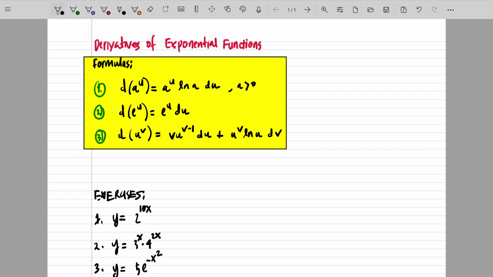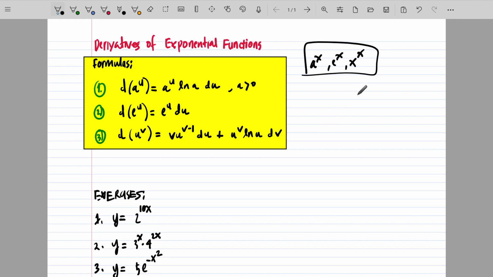And in this video, I will discuss how to get the derivatives of exponential functions. So again, we should be aware of the parent functions when it comes to exponential. So what are those? We have a raised to x, e raised to x, and x raised to x. Basically, this should be the form when getting the derivative. This is the simplest form.